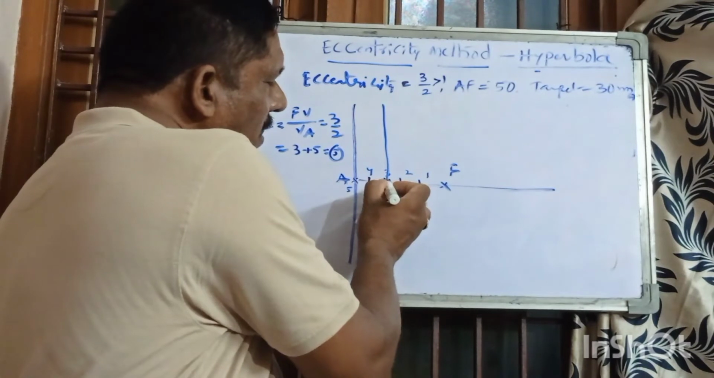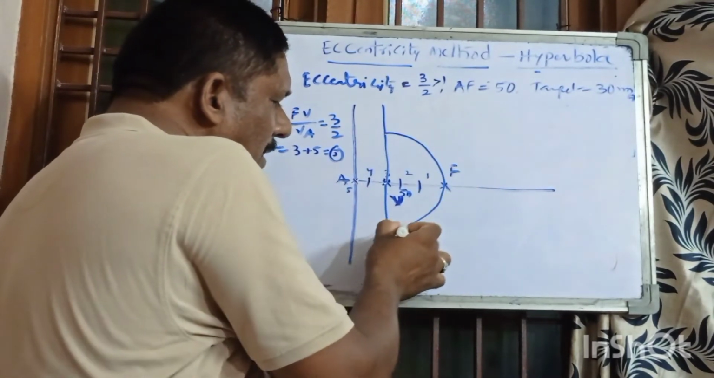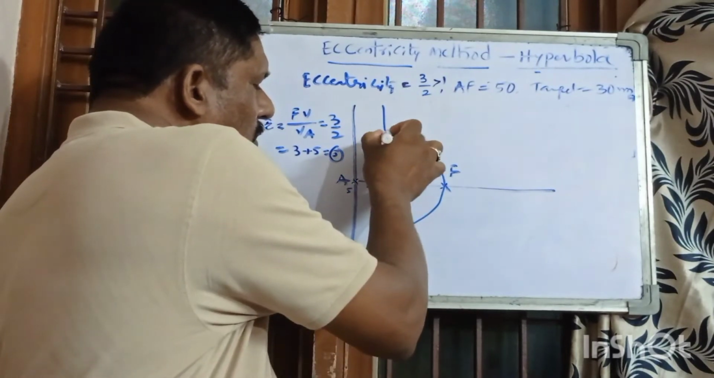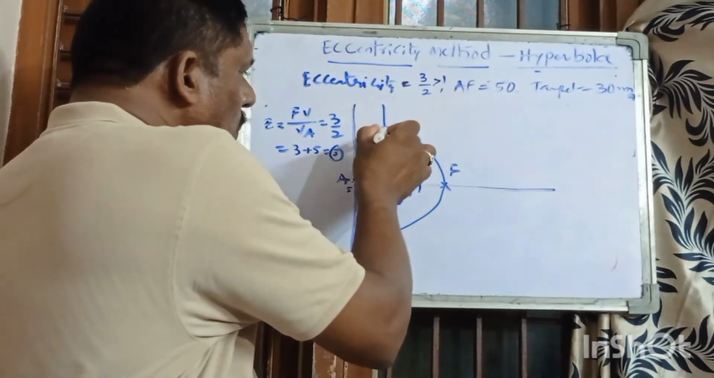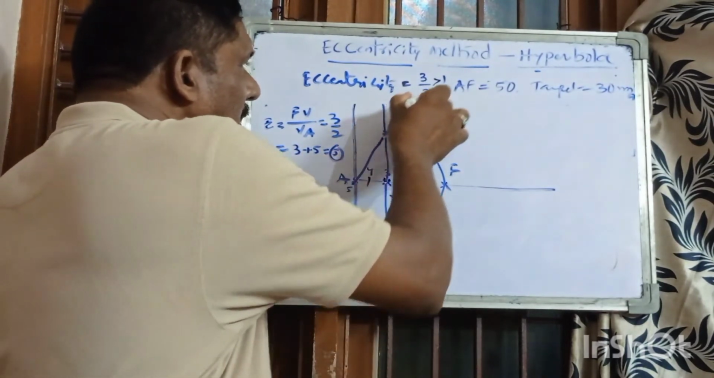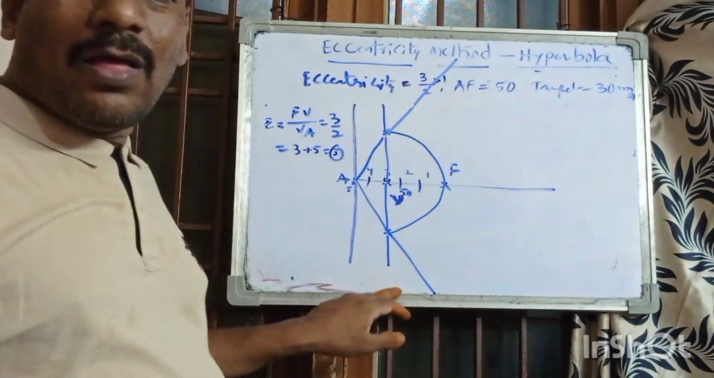Now V is the center, and up to F is the radius. Draw a semicircle. Mark the touching point, join A to this point and extend the line. So this is the limit of the arc.